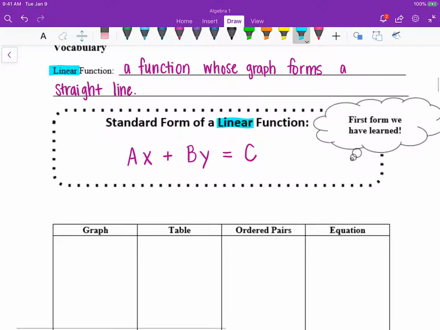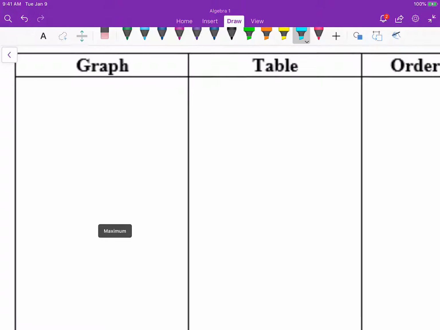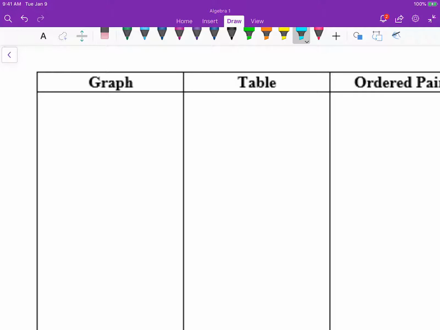Okay, so we can tell whether something is linear by looking at the 4 different things below that are shown in the table: by looking at a graph, a table, ordered pairs, and then also an equation. So I'm going to zoom in on the graph part of this first. And if you're looking at a graph, all that has to happen is that the graph has to make a straight line. So I want you to write makes a straight line.